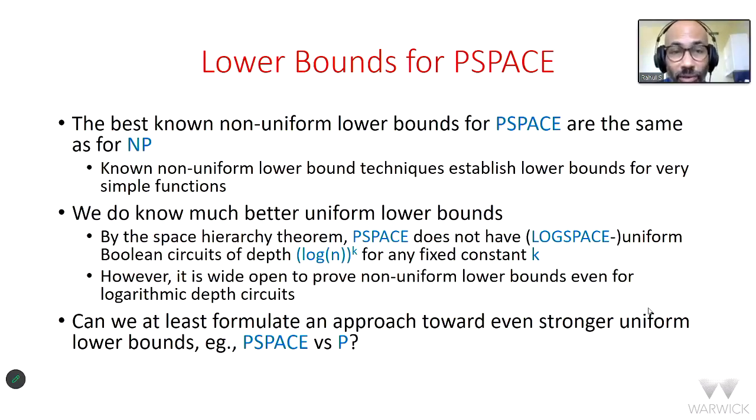So the difference in this case of P-space is we know much better uniform lower bounds. For example, by the space hierarchy theorem, it follows that P-space doesn't have log-space uniform Boolean circuits of polylogarithmic depth. Here, log-space uniform means that there's a Turing machine which produces the Boolean circuit in logarithmic space. So that's what the uniformity means here.